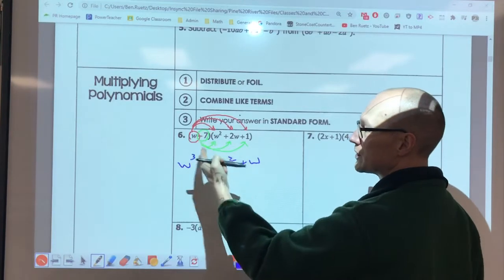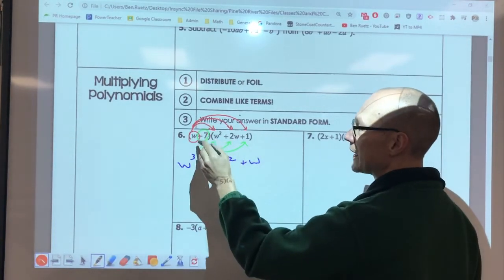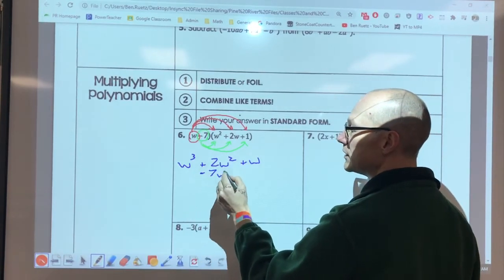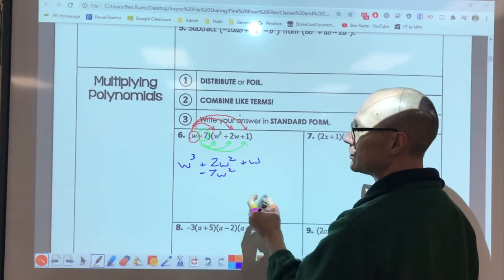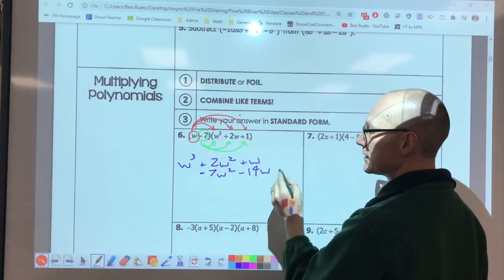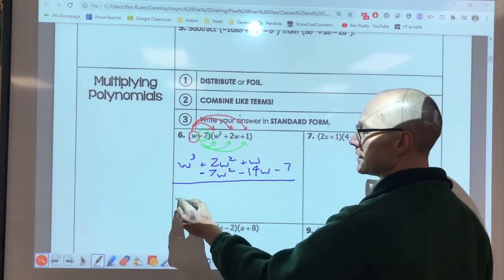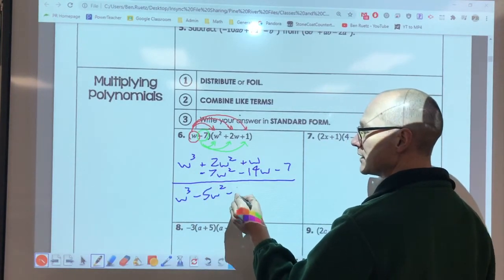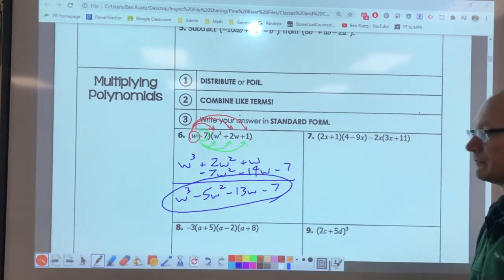And now when I do this underneath, I'm going to line them up so they combine like terms. A negative 7 times a w squared is a negative 7w squared. See how it's right in line with the other squared? Negative 7 times 2w is minus 14w, and a minus 7 times 1 is minus 7. And now these add together nicely as w cubed minus 5w squared minus 13w minus 7. And that is our final answer.